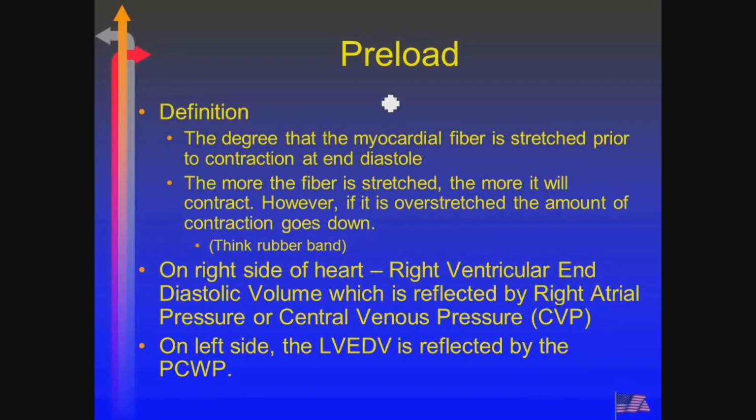So if there was a way by which we could determine how much volume was in that chamber just prior to contraction, I can get an idea: do I need a little bit more in there to stretch that fiber more? Do I have too much in there? Should I take some off? But preload was one of the factors that's going to determine how much blood is ejected. If I cut off Sherry's arm and she's bleeding all over the room, her preload will go down because there's not as much circulating volume.